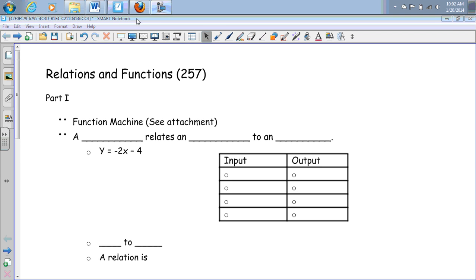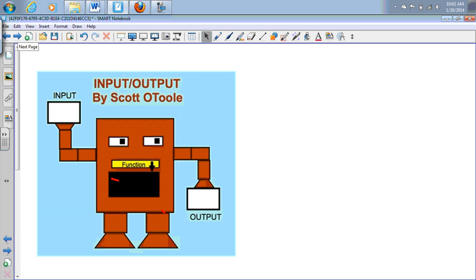Okay, this is the first video on relations and functions in your function checklist. You've already watched the Wally video, so this is checklist number 2. We're going to talk about function machines. You just watched Wally, that was a machine doing the things that functions are supposed to do. In your notes, you have a function machine that looks kind of like this one, not exactly.